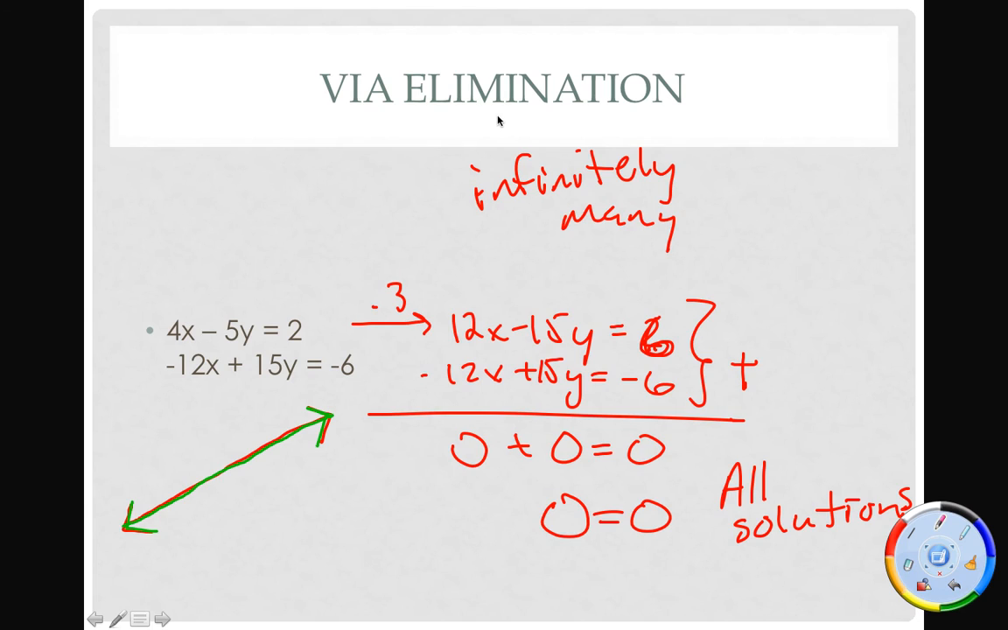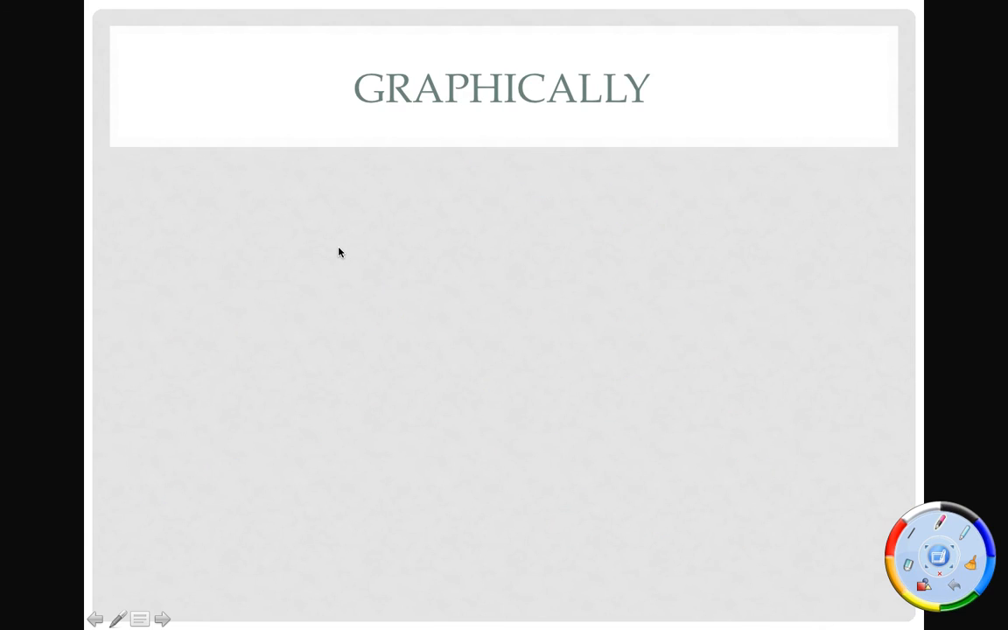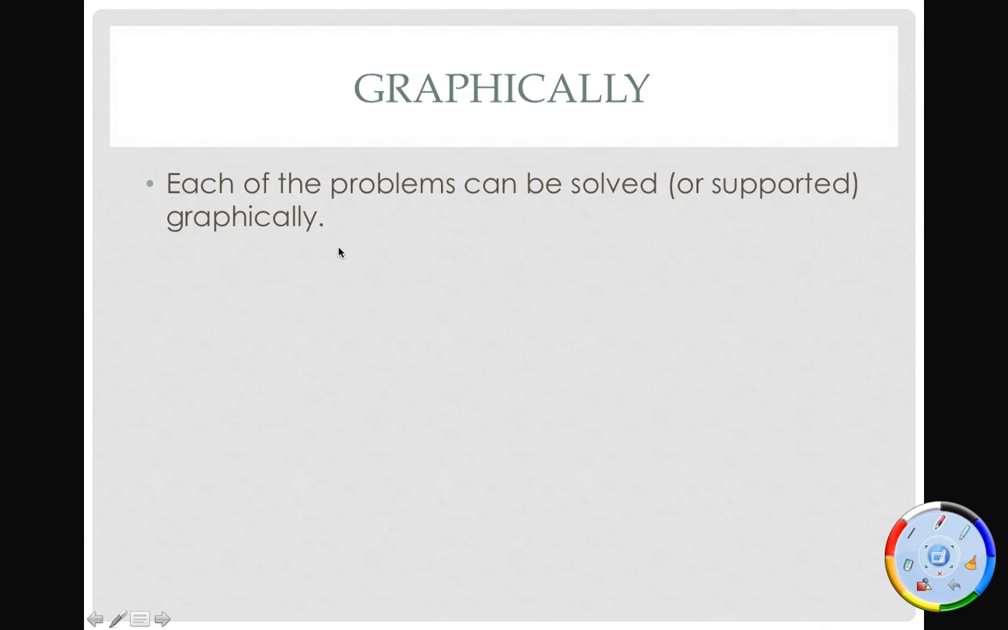You're basically, like it mentions, you're eliminating one of the variables. Last thing I'm going to kind of mention is what I've been mentioning the whole time. Each of these problems, every single one of them could have been done graphically. The book likes to use the word supported graphically because it wants you to usually solve it algebraically and then support your answer graphically. It's basically verify that the answer is correct.